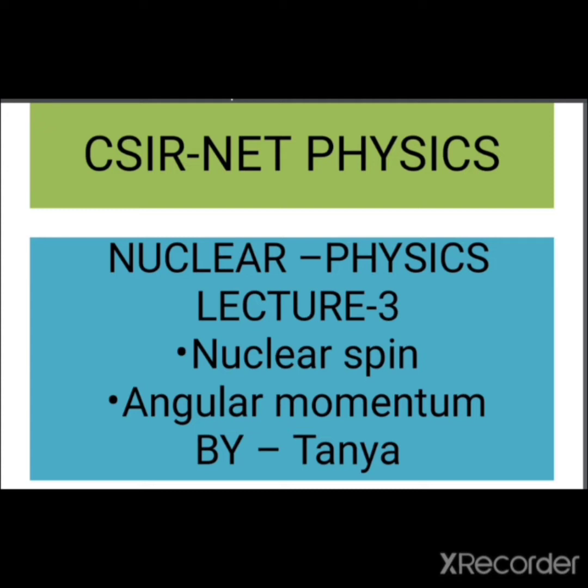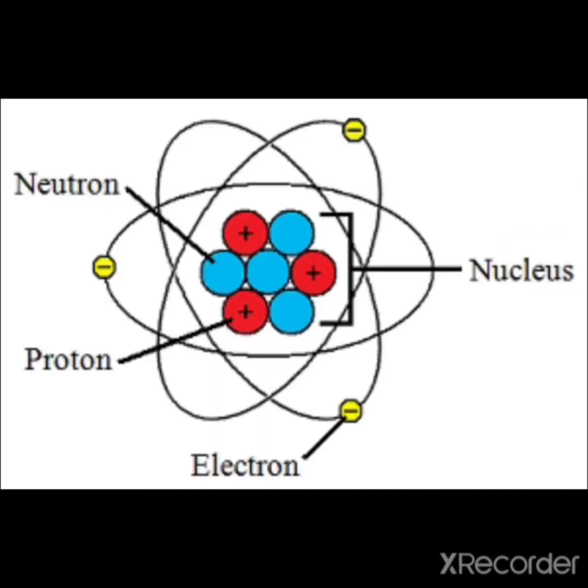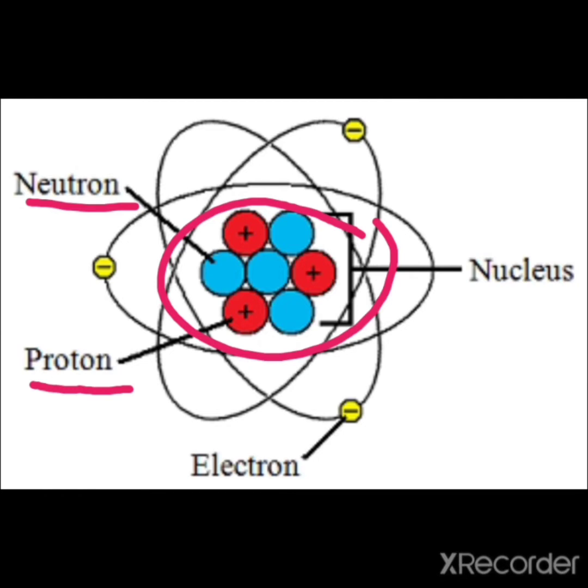In today's lecture of nuclear physics, we will study nuclear spin and angular momentum. Now, the nucleus is basically a collection of two kinds of particles that are protons and neutrons. And they are the kind of particles which have spin half. That means they have their own intrinsic spin angular momentum. So you can think that the nucleus is a collection of smaller nuclear particles which have their own intrinsic spin angular momentum.